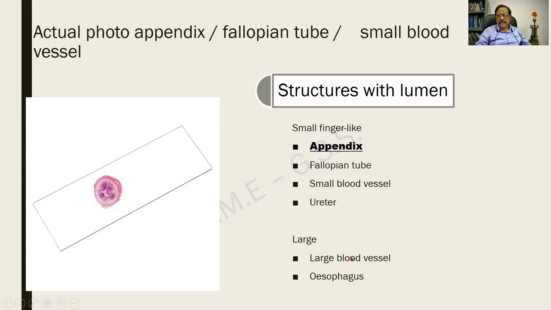And there can be some large structures like a large blood vessel or esophagus, but then they will not be fitting into the slide. You will not be able to see the lumen. So that is a trick of the trade. So this is an actual photo of the appendix, a cross section.